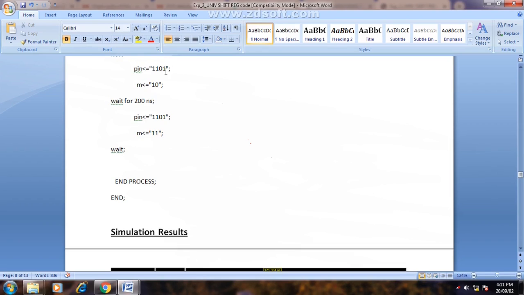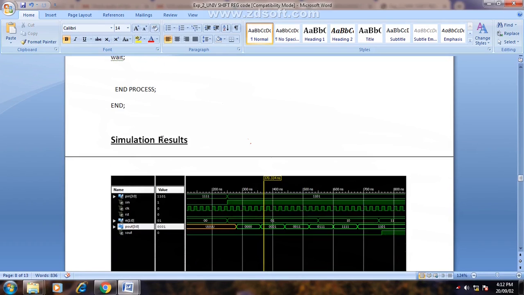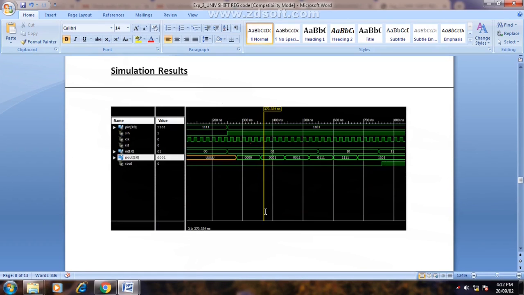Now input is kept the same and mode is changed, so that particular mode will be executed. At the end, input is kept the same and mode is changed to 11. So parallel in serial out, that is the last mode that will be executed, and these results can be observed in this simulation result.